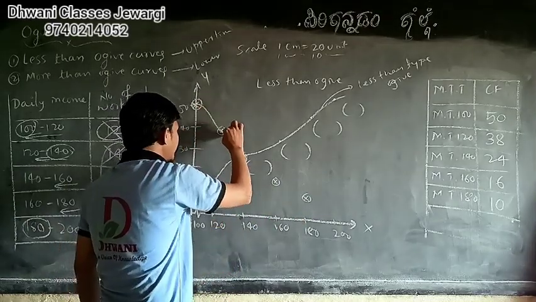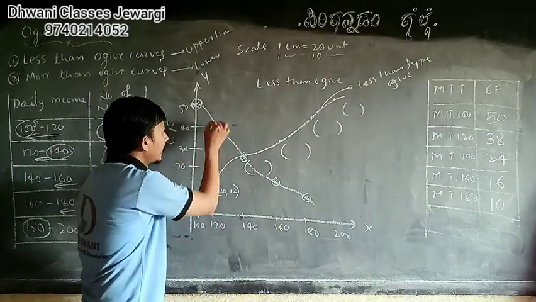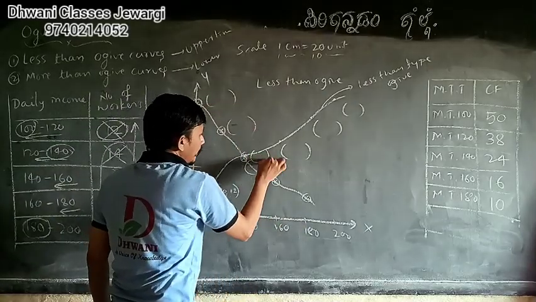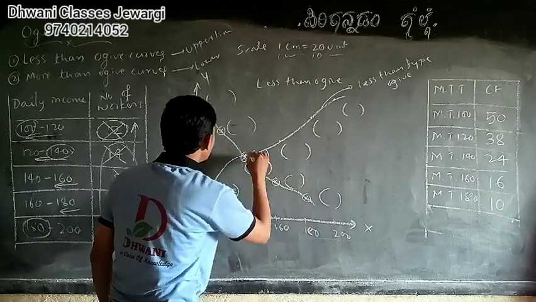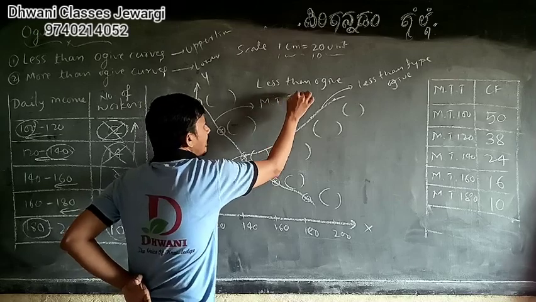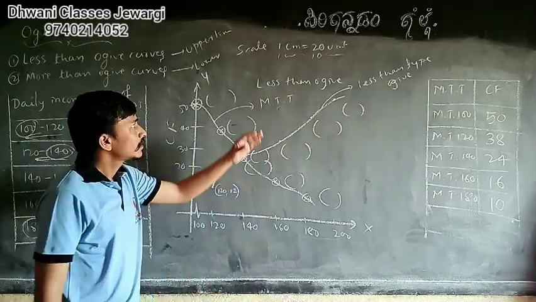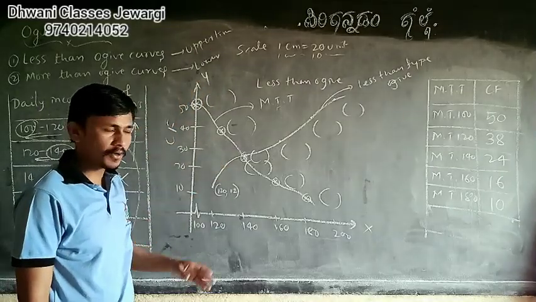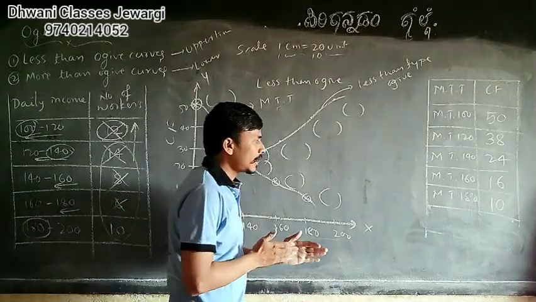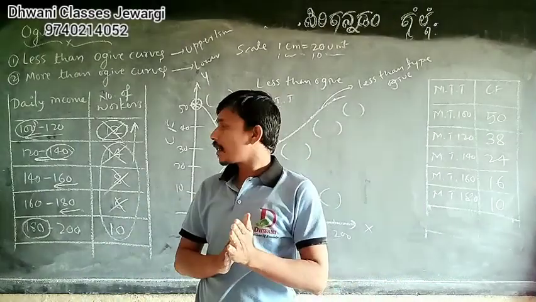Next, join all these points with the help of your free hand. Name the coordinates and name the graph as more than type Ogive. The same scale will be used for this also. These are the more than type and less than type Ogive curves.